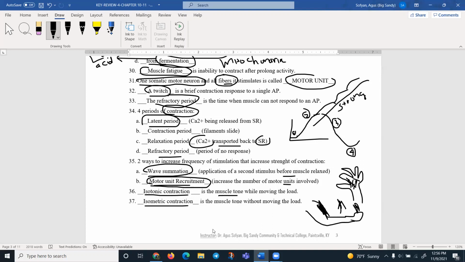Okay, the isometric contraction is similar. Let's say this is the bicep and this is something that we hold. Even though we do not move this hand or this object, this muscle keeps contracting too. There is no movement, but the muscle is still contracted. This is what we call the isometric contraction: contraction of muscle without moving the object.